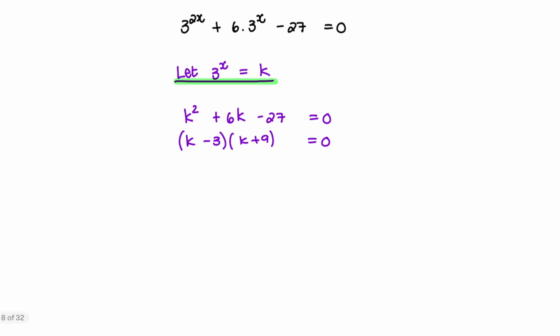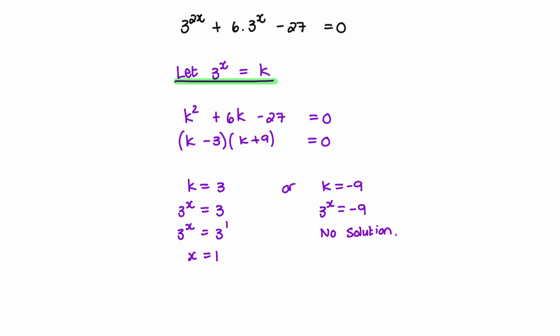So this is what we do. We say, let 3 to the power of x be equal to k. So we are taking this middle term and we will replace that 3 to the power of x with a k. That means if the first term is 3 to the power of 2x, then we will have k to the power of 2, or k squared. Now, can you see, if you replace 3 to the power of x with k, we have k squared plus 6k minus 27 is equal to 0. And now we can solve for k.